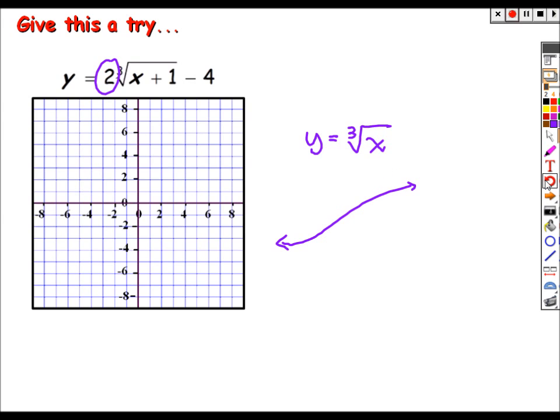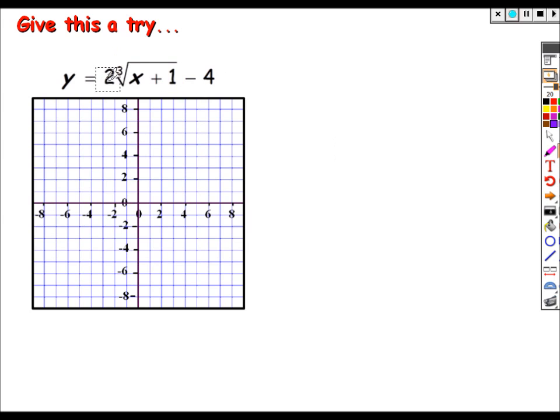The +1 should actually move this graph 1 to the left, since that's attached to the x under the cube root. And then since the -4 is outside the cube root, that should actually move the parent function 4 units down. So have some idea in your mind of what this function is going to look like before you actually graph it.